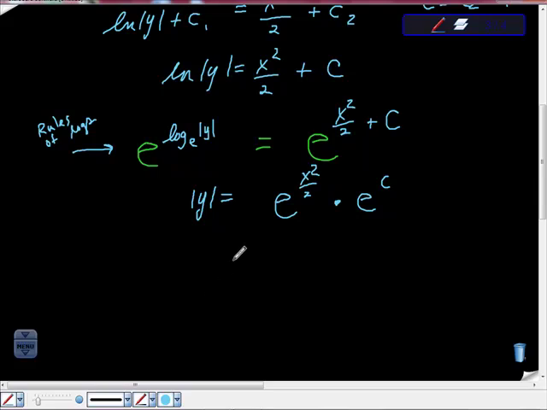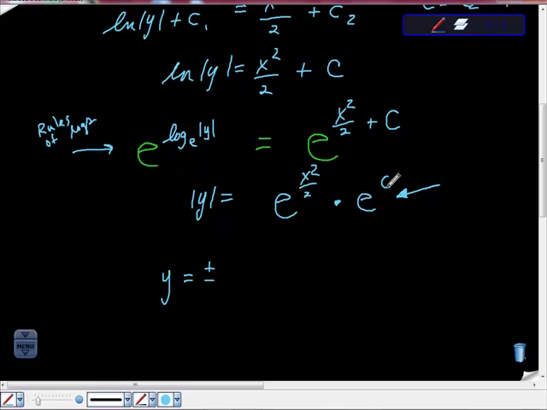We're all actually almost done. To get rid of the absolute value signs, all I'm going to do is put plus or minus here. So I'm going to say y is equal to plus or minus, right? This is just another renaming stunt that's done in calculus a lot. This is a constant value.